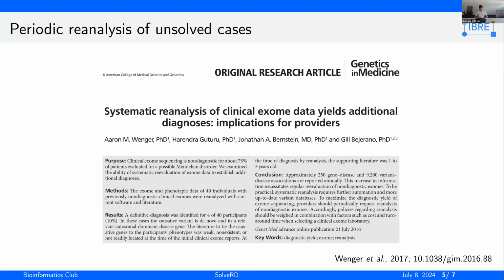Again, the estimates greatly vary between different articles. This is one of the first, I think, systematic reports. They claimed an additional diagnosis for about 10% of cases after a reanalysis attempt. And I think that in many works, in many reports, we can see figures of up to 20 or 30% of undiagnosed cases receiving a diagnosis after a second attempt or after several years.